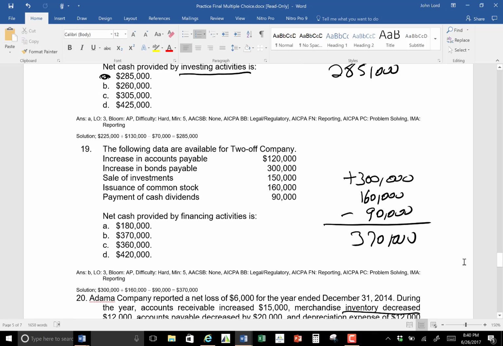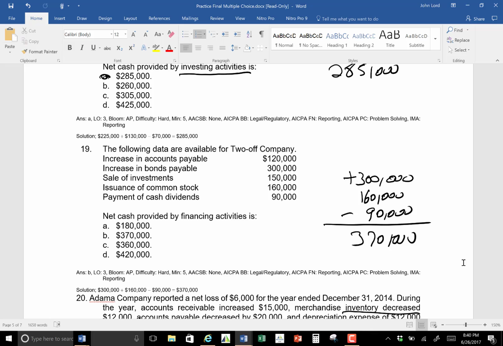The following data are available for two-off company. And they want the net cash provided by financing activities now. How about increase in accounts payable? Increase in accounts payable is going to be an operating item, and we're going to do what? We're going to add it, because we must have shown an expense, but there was no cash, right? But that's not what this question is asking me, so I ignore it.